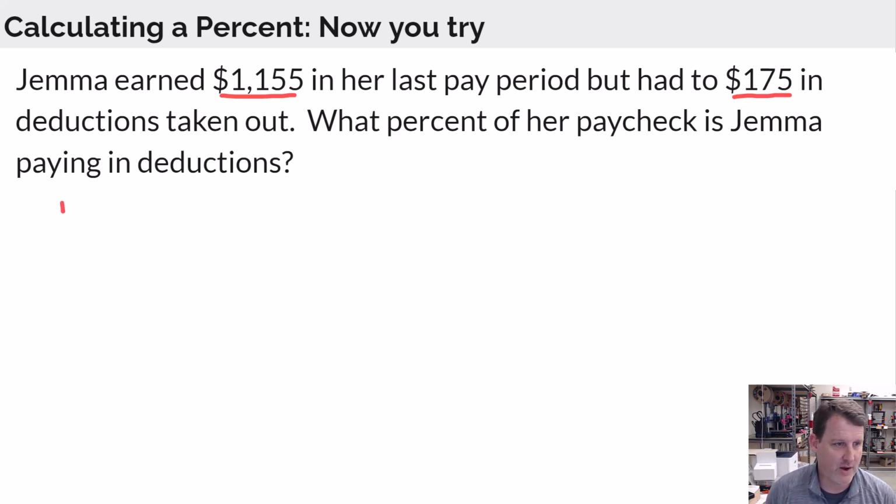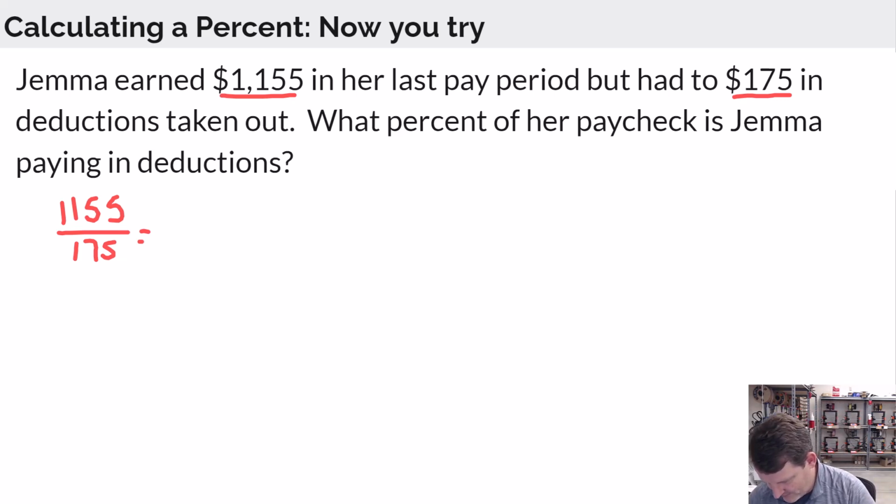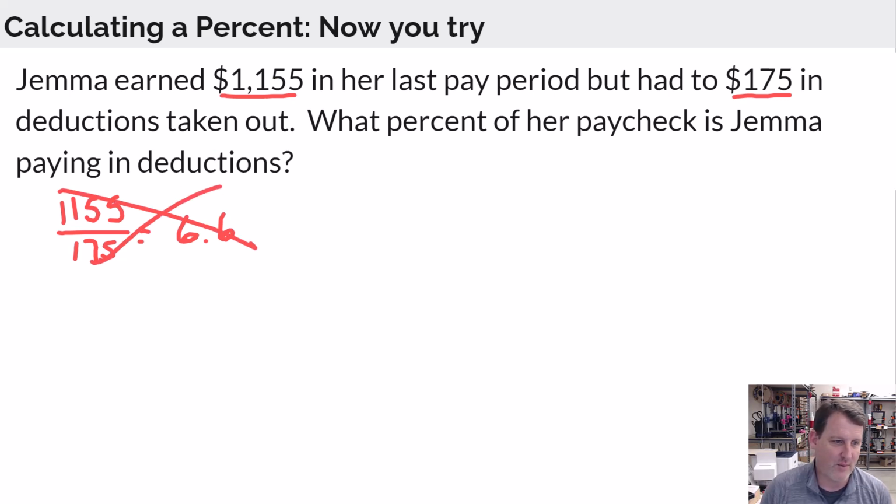I'm going to try 1155 divided by 175. Let me do that real quick. 1155 divided by 175, that gives me 6.6. That's a small number, but in a percent, it's actually not, because we'd move the decimal place 2 places to the right. This would be 660%. There's no way, 175 is less than that, so it can't be more than 100%. So this was also the wrong way of doing things.